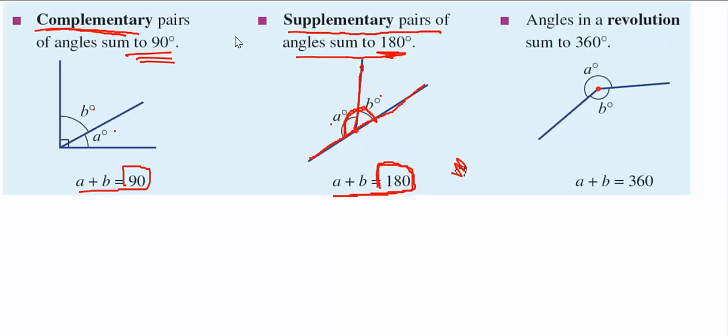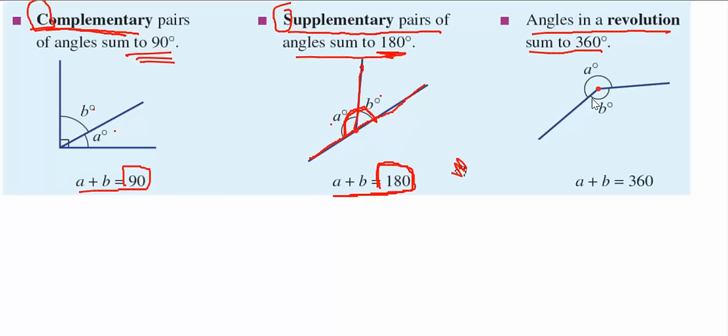A lot of people get them confused. You really work hard at not getting them confused. The way I try not to confuse them is I go alphabet: C comes before S, 90 comes before 180, so complementary must be with 90, supplementary with 180. That's the way I go about trying to remember it, because it is easy to confuse. Last one is angles in a revolution add up to 360 degrees.